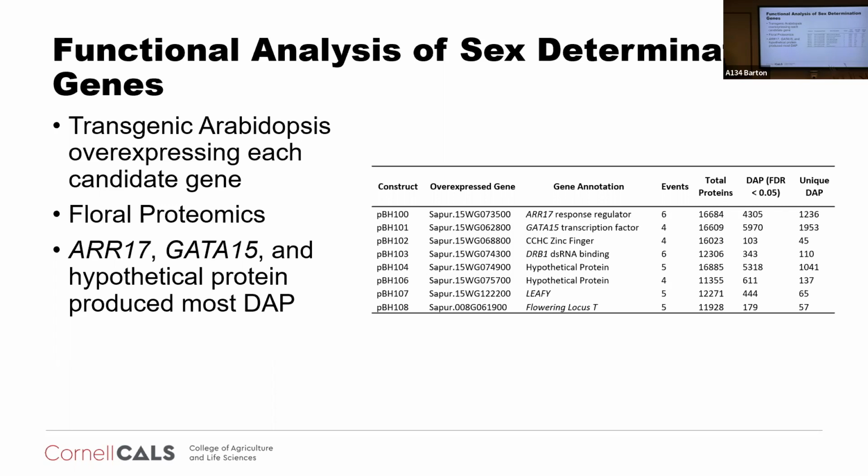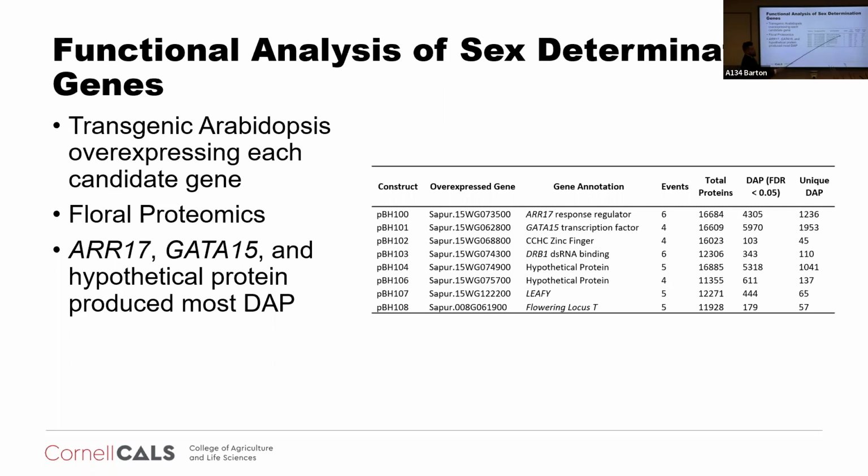So we chose our favorite model plant, Arabidopsis, to overexpress each of these candidate sex determination genes. We overexpress these in Arabidopsis, and then we followed it up with floral proteomic analysis. In doing floral proteomics, we could look at what genes or pathways are perturbed when we express each of our candidate sex determination genes. So this list here shows 6 of the candidate sex determination genes that we tested. We also tested LEAFY and FLOWERING LOCUS T as control genes. These are genes that we know are not involved in sex determination per se in willow, but they are involved in the floral development pathway, and we know we should be able to get phenotypes from these when we express them.